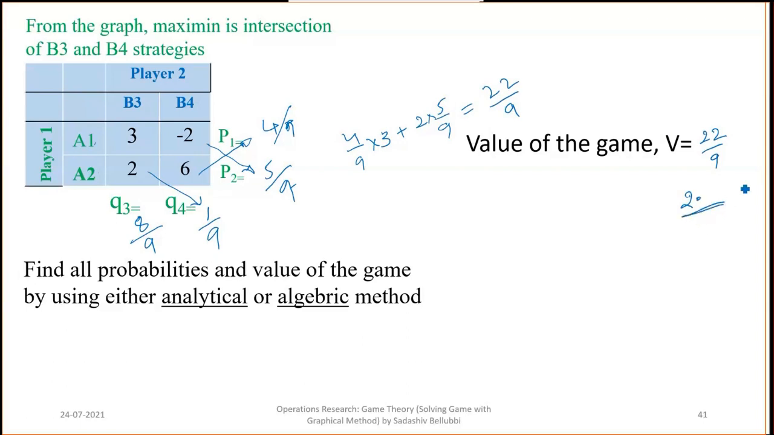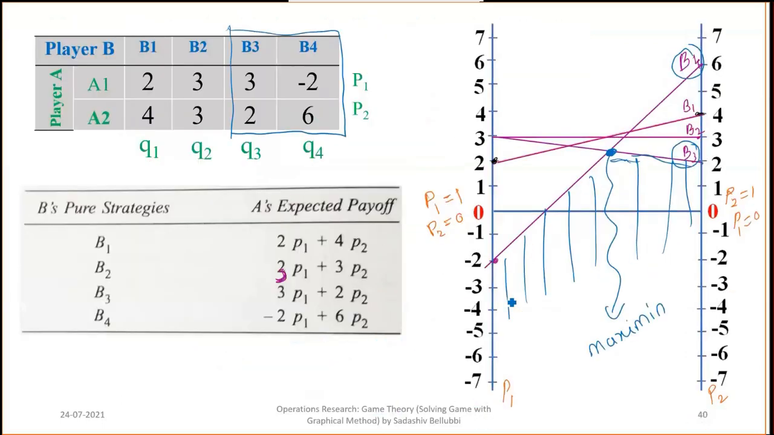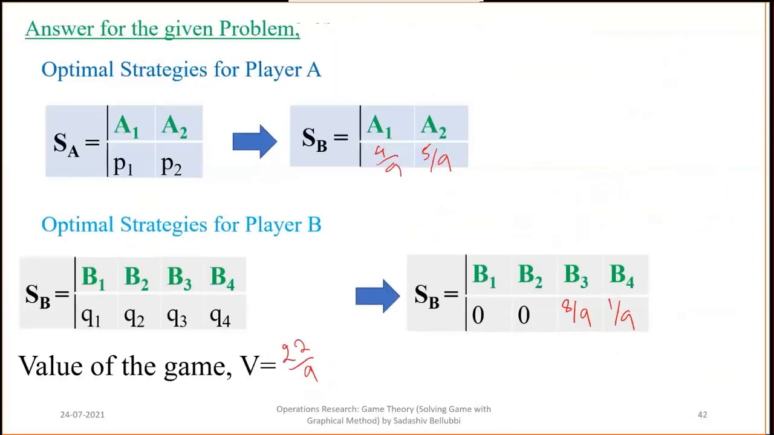In the starting, we stated that the value of the game lies between 2 and 3. So this is the way, and after that, you need to write the answer like this: optimal strategy for player A, optimal strategy for player B, and value of the game. If you write this much, it is enough for solving the 2 by n payoff matrix.